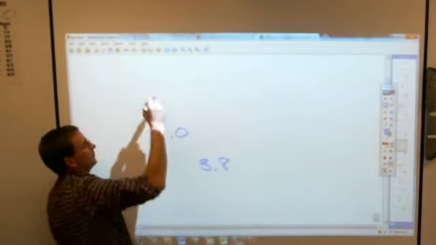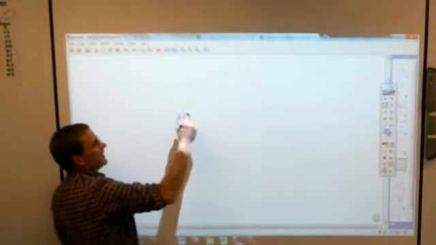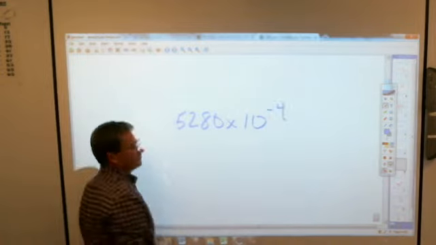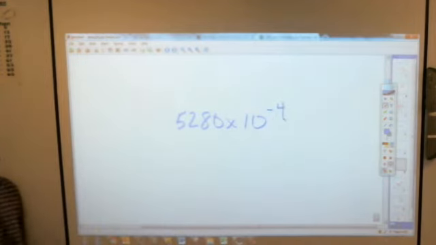Here, let's take a look at this number. 5,280 times 10 to the negative 4th power. And I said change that into scientific notation. What would you have to do? Where's the decimal going to go? John, where am I going to put my decimal to make this number between 1 and 10?